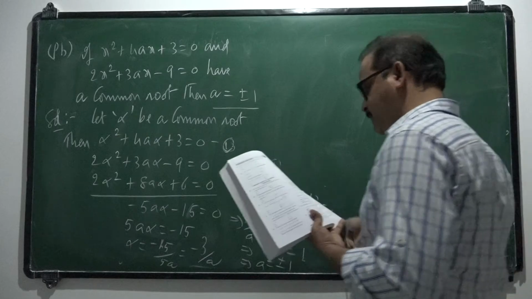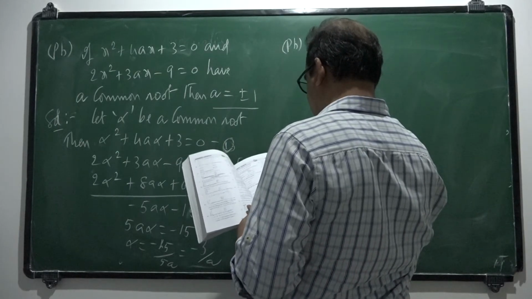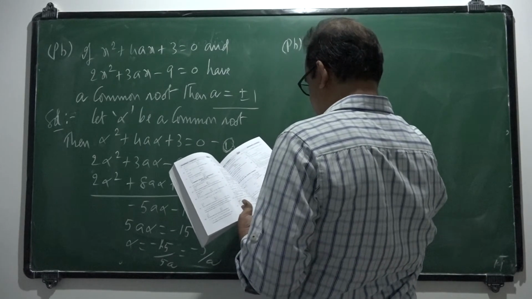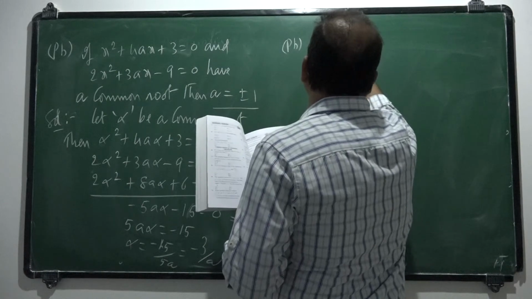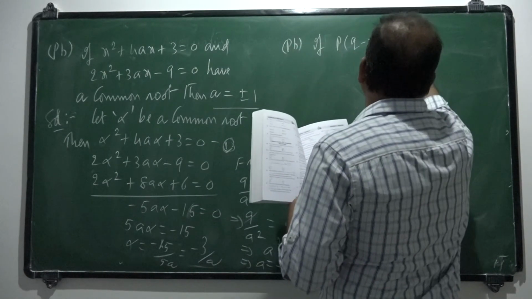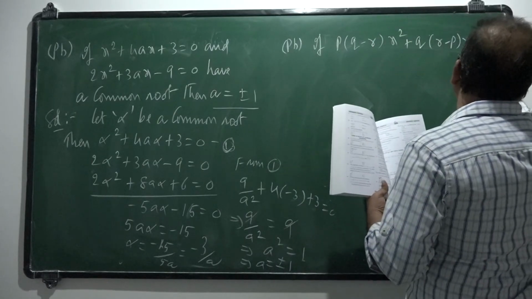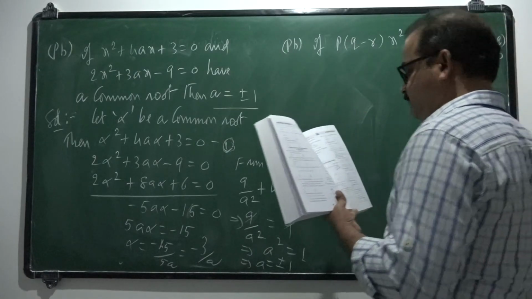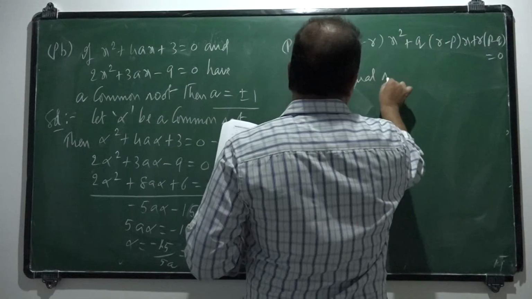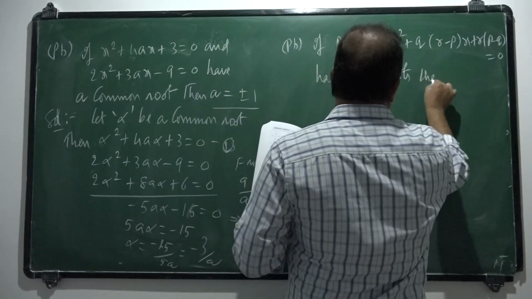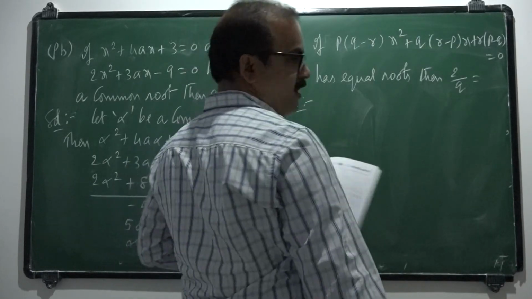Next, if P into Q minus R into x square plus Q into R minus P into x plus R into P minus Q is equal to 0 has equal roots, then 2 by Q is equal to what? Find the value of 2 by Q.